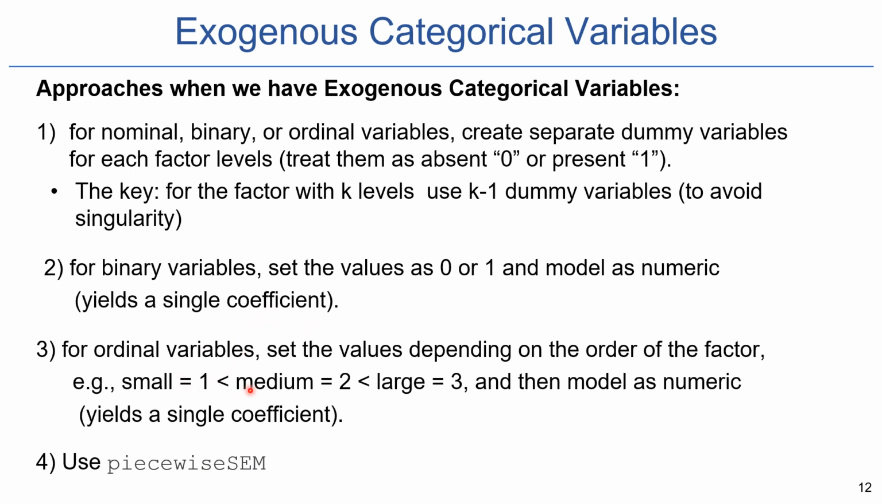The same for ordinal variables. We have to set our numeric variables to 1, 2, 3, or whatever we have there, depending on the order. So if we have small, medium, and large, so that we know that we move from small to large, we have increasing levels. And this will also yield a single coefficient.